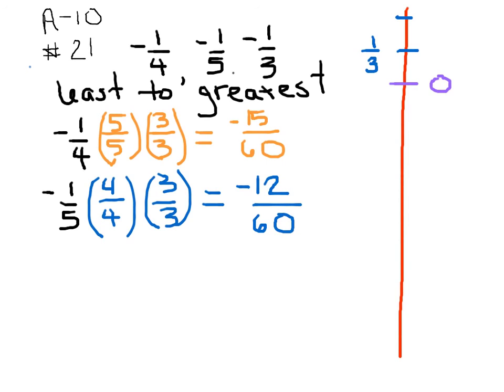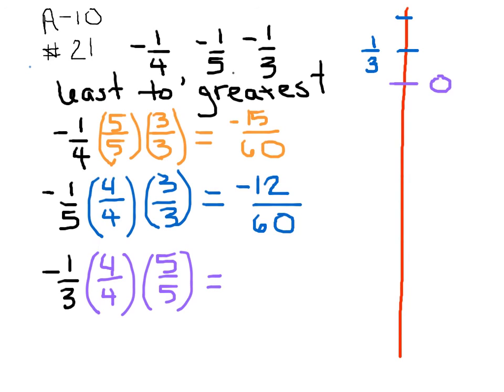All right, and now I'm going to take my 1/3. So I have negative 1/3, and then I'm going to multiply that by my 4 over 4 and my 5 over 5, and that's going to give me a 3, a 4, and a 5 in my denominator. So negative 1 times 4 is negative 4, negative 4 times 5 is negative 20 over, and 3 times 4 is 12, 12 times 5 is 60 as well.